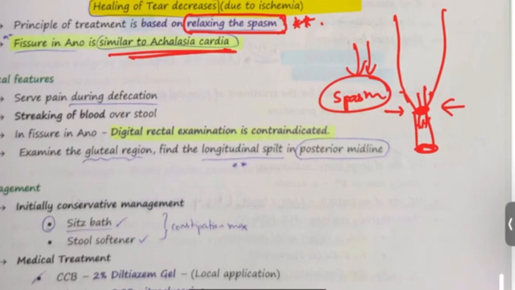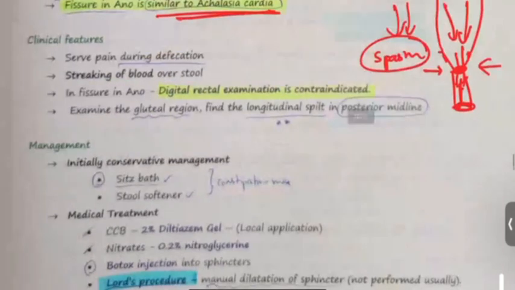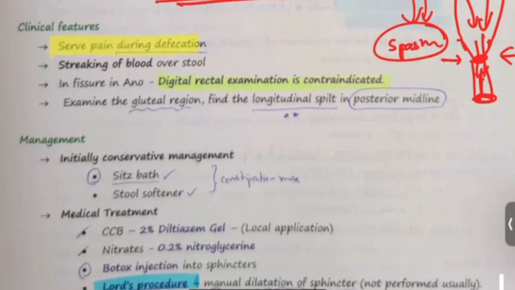That doesn't mean absence. So what the patient will do, he will forcefully try to defecate, and when he is trying to defecate forcefully there will be a tear in this epithelium, and that is called fissure in ano. So what will be the clinical features? Severe pain during defecation. If there is involvement of vessels in this region, again streaking of blood over stools.